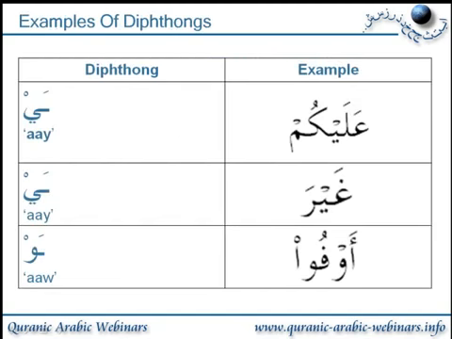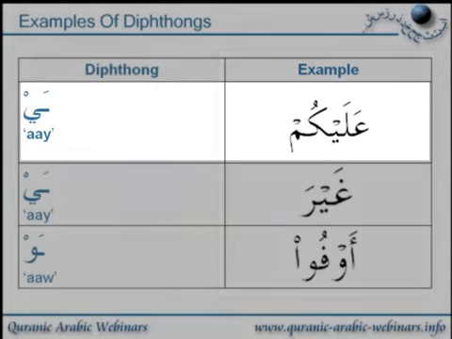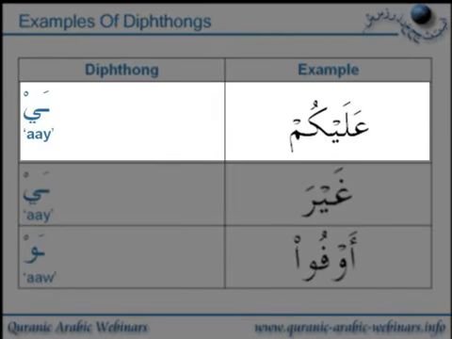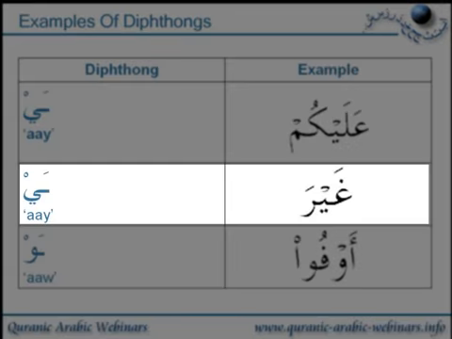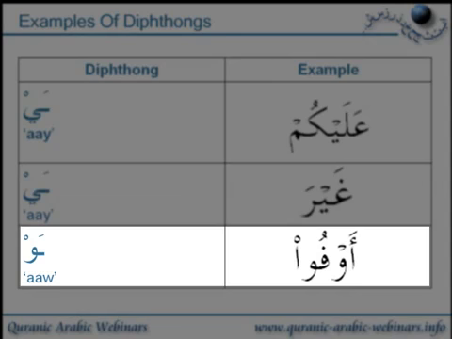Here are some examples of diphthongs. So on the left we're saying what type of diphthong it is, and on the right we've got the example. So the first one is what we've just done, alaykum. So that's the fatha followed by the ya sakin, the ay sound. The next one is ghayra. So again, two long on the ghay, and ra is one long, ghayra. And that's again the ay diphthong. And the last one here, we've got aw fu.